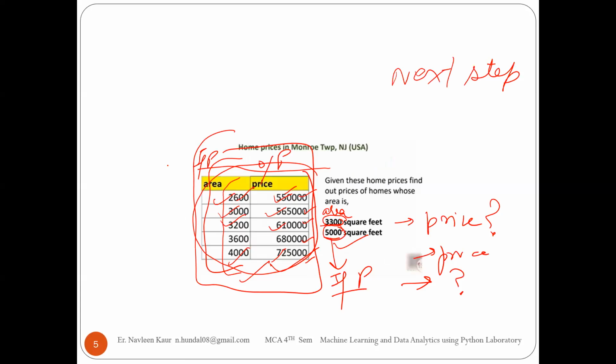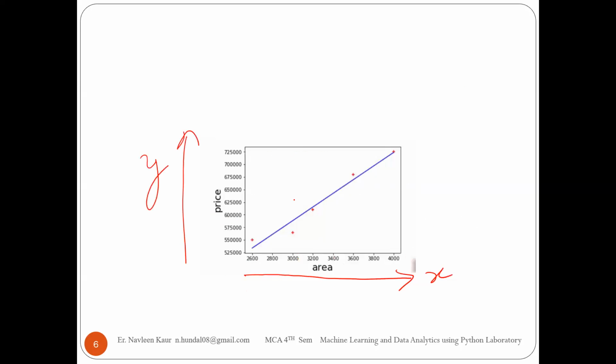Okay, so can you see for 2600 area, what is the price? It is 5,50,000. Can you see here, for 2600 area, it has given us a mark. For this area, what will be the price? This one. And where is it intersecting?